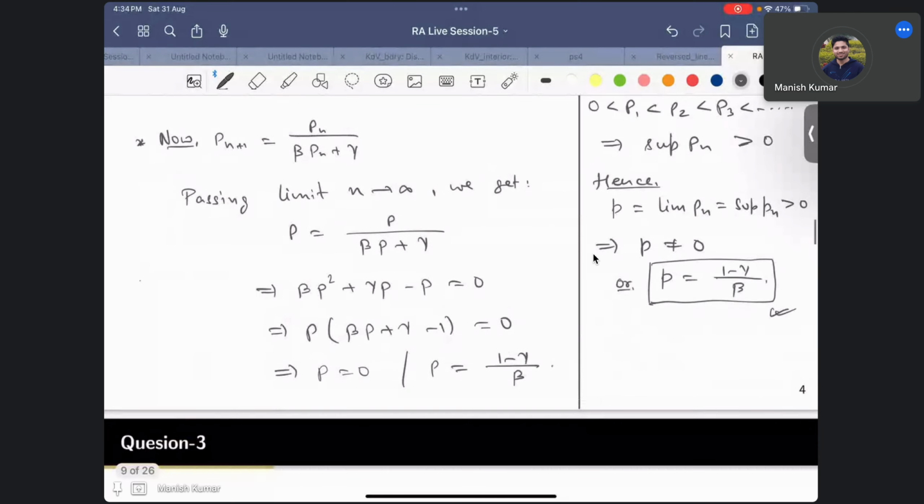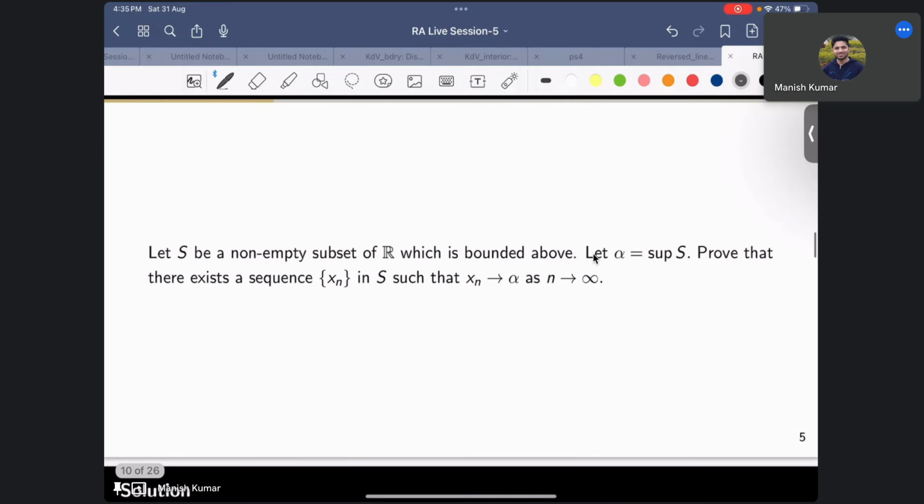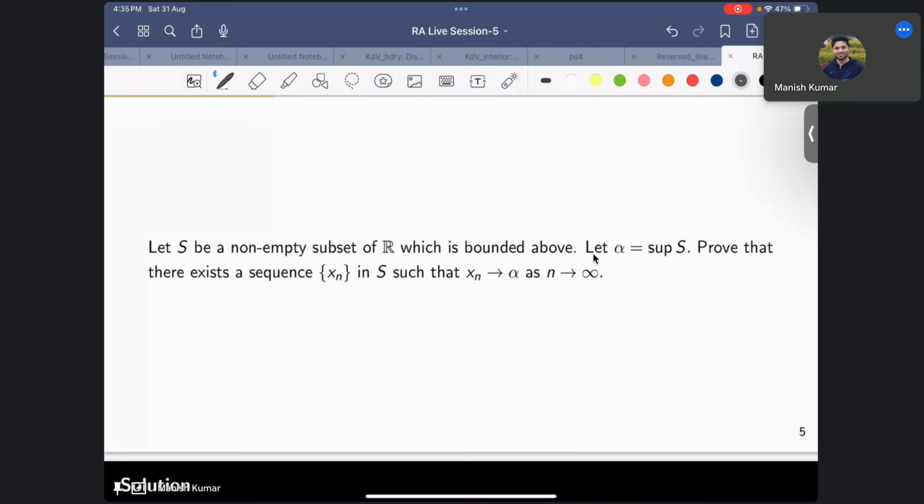Okay. So now if this is fine, let's proceed to the next problem. So you are given a set S, which is a non-empty subset of R, and it is bounded above. So the supremum exists. That's all we know, this is the property of real numbers, right? If we have a bounded, non-empty subset of real numbers, then we know that the supremum will exist. So now I'm denoting the supremum by alpha.